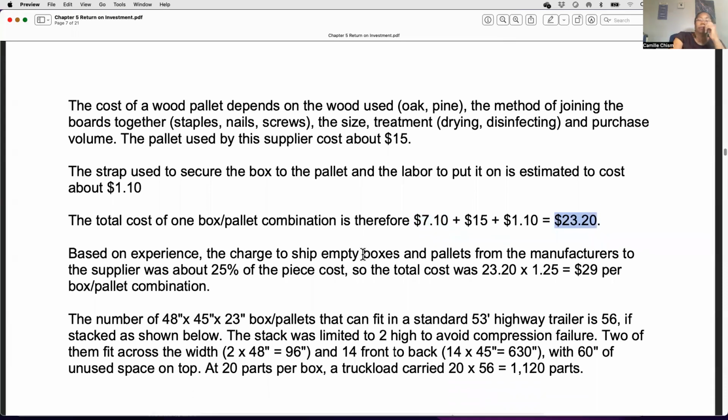Now there's also a charge that they're looking at. You want to take these, once these boxes are empty and the pallets are empty, they might be shipping them. Okay, so the total cost is going to be about 25% of the cost of the part. So here, notice it says the piece cost.